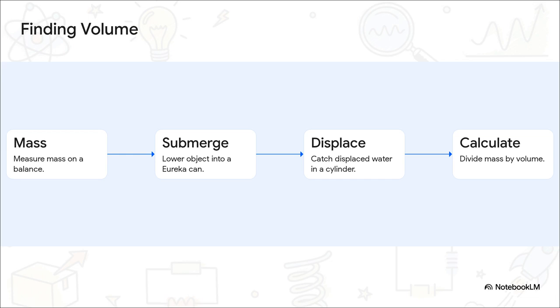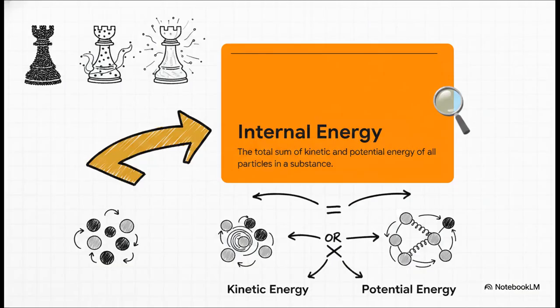The object will displace a volume of water that is exactly equal to its own volume. You catch that displaced water in a measuring cylinder, read the volume, and finally just divide the mass by that volume to find your density. Now, whether that chess piece is solid, liquid, or gas depends entirely on the behavior of its particles.